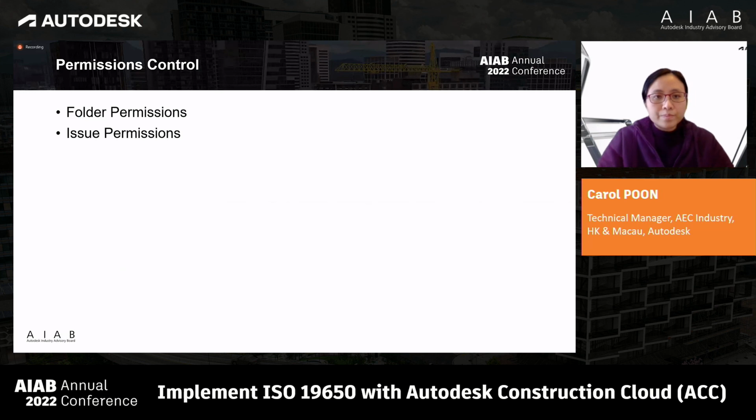Okay. The second question being asked by clients is, how do we control the permission, the access in ACC? So in ACC, we have two major types of permissions. The first one is folder permissions. The second is issue permissions. Let's take a look at it.